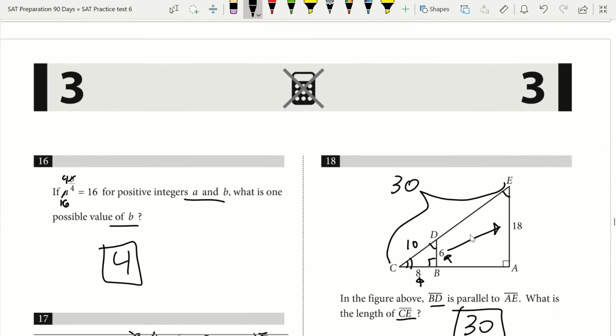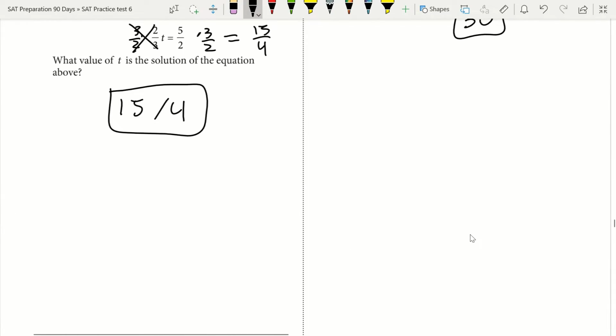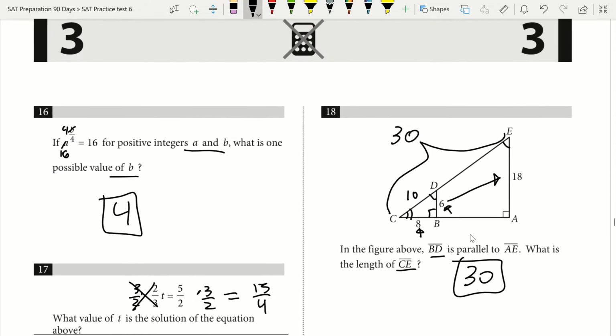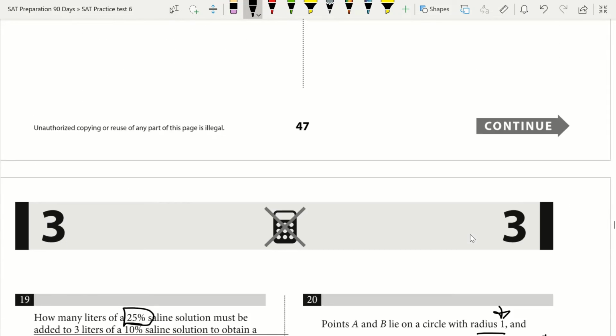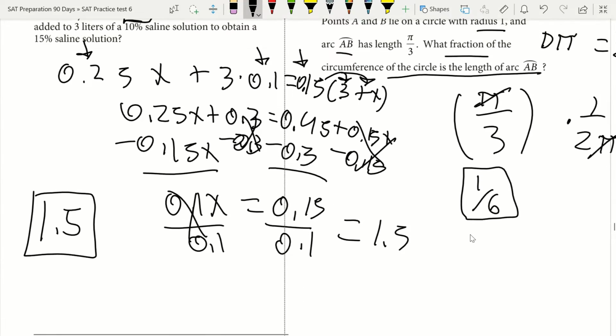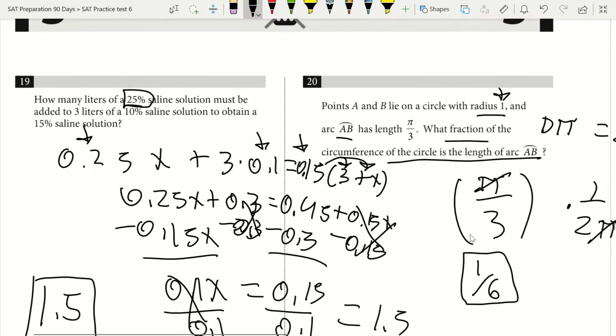16, I make sure I have 4 on my answer sheet. 17, I make sure I have 15 over 4 on my answer sheet. 18, I make sure I got 30 on my answer sheet. 19, I make sure I have 1.5 on my answer sheet, and 20, I make sure I have 1 over 6 on my answer sheet.